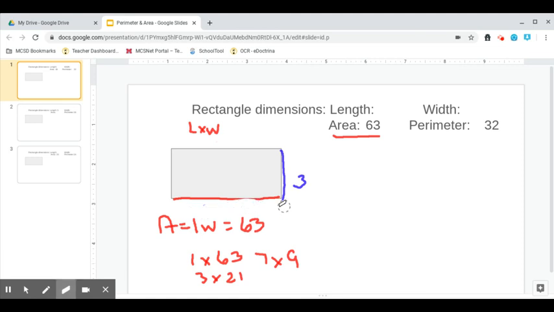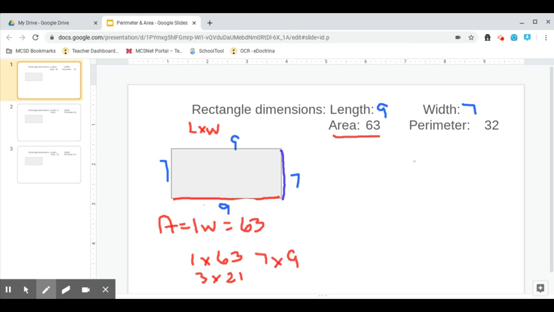So the only other possibility that it could be is 7 times 9. If we said this is 9 and this is 7, 9 times 7 is 63. 9 and 7 is 16. So I need more. 16 more would be here. 16 and 16 is 32. So I know this. 9, 16, 25, 32. So I could have a length of 9 and a width of 7, or you can call it a length of 7 and a width of 9. Either way, you have a 9 by 7 rectangle.